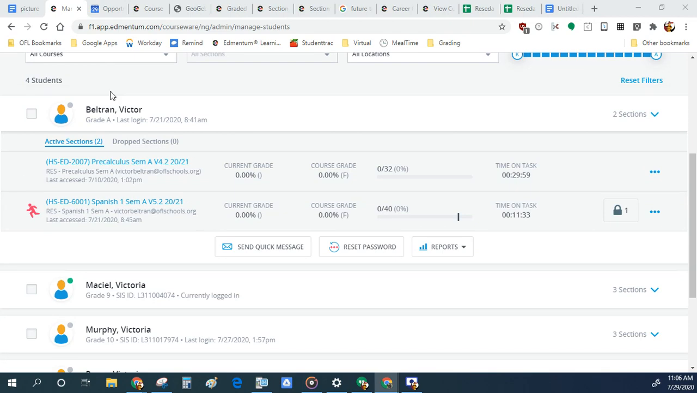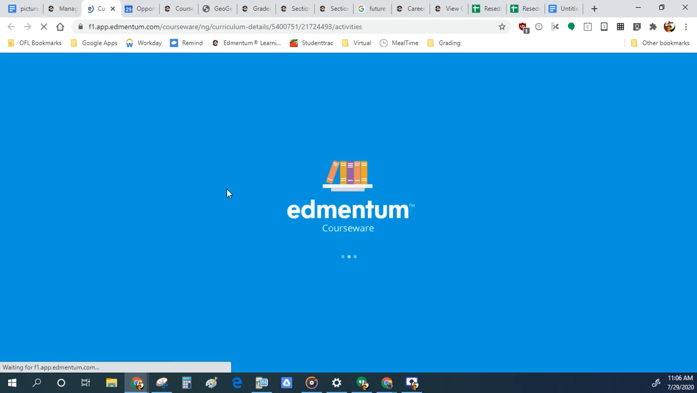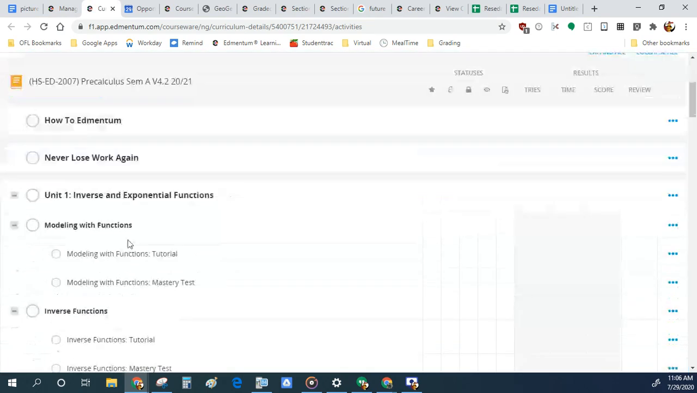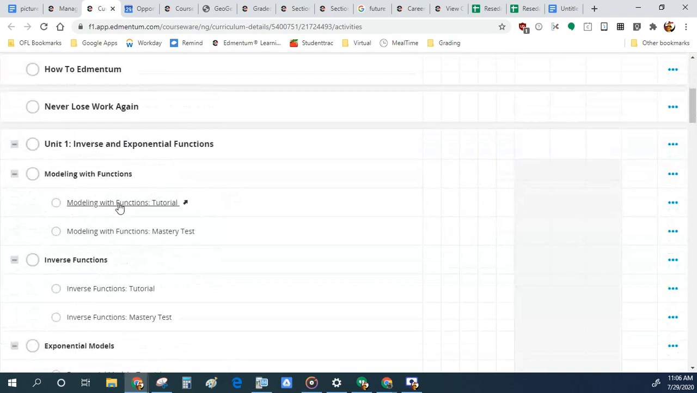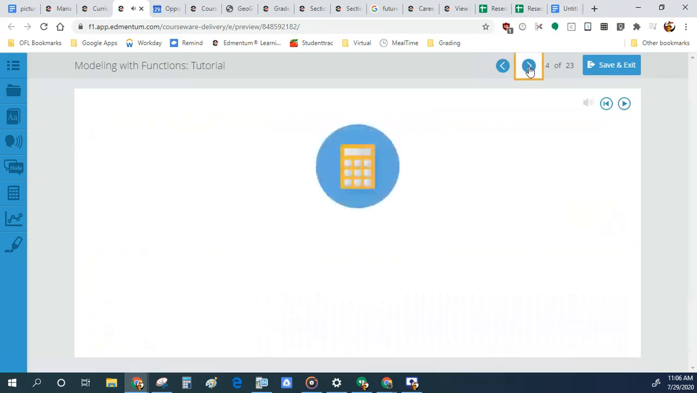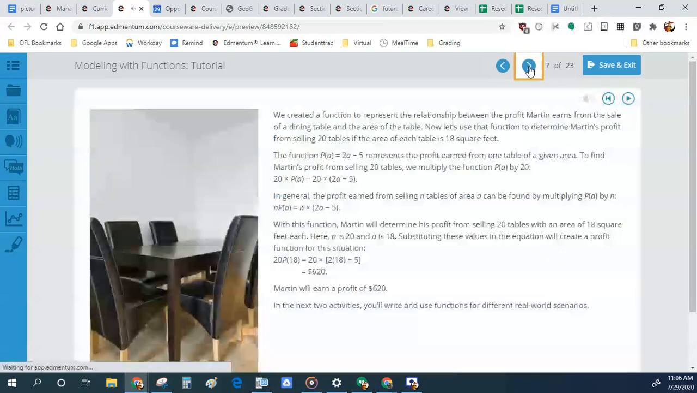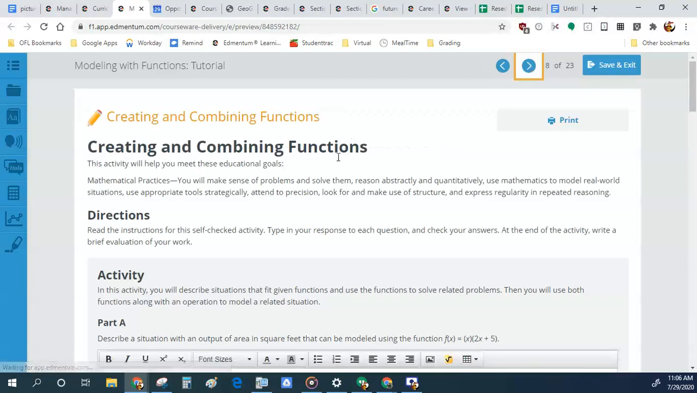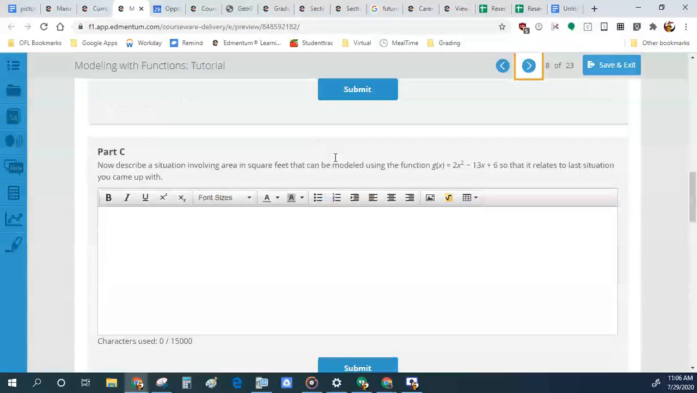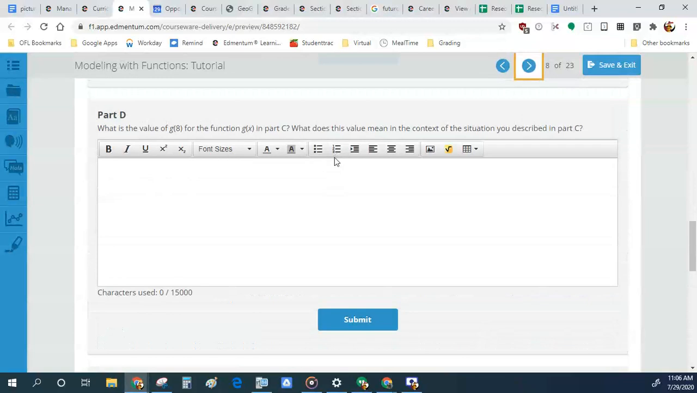Nick, since they elected you team captain, where did we leave off? Okay, I'm the best team captain. We left off on the modeling with functions tutorial, the first activity, at page 8, part D. I feel like we did more than that. Okay, so we're on part D. I wish I would have saved the functions.